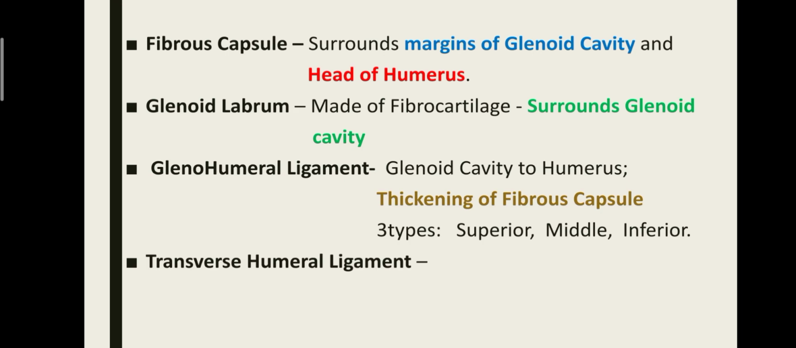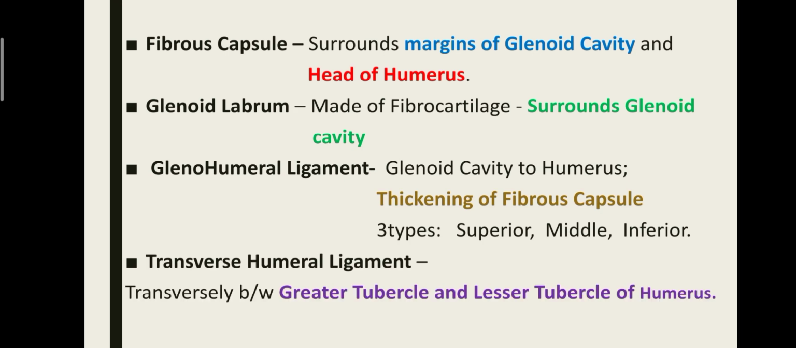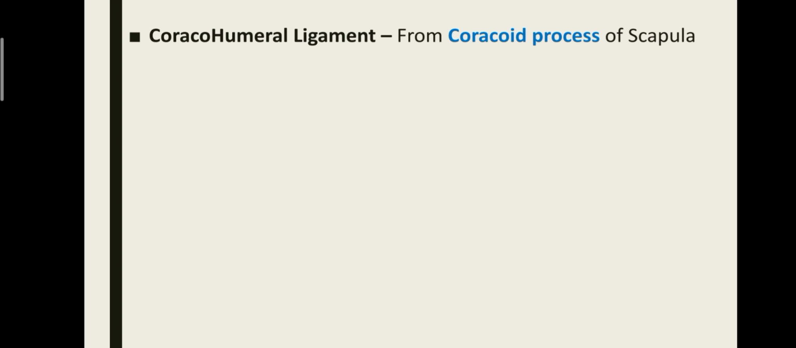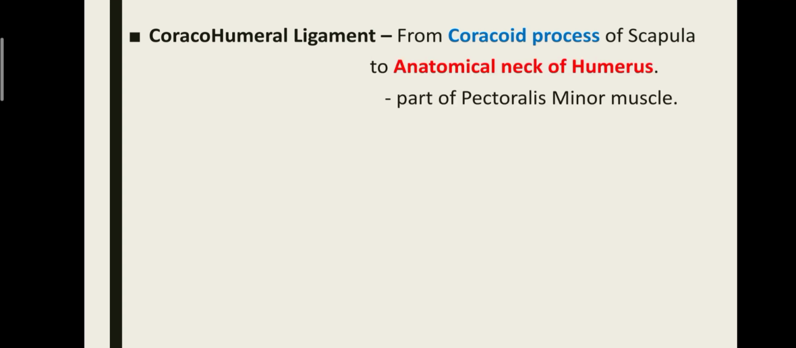Next is your transverse humeral ligament. See, it transversely extends between the greater tubercle and the lesser tubercle of humerus. Okay. Next is your coracohumeral ligament. So coracohumeral ligament extends from the coracoid process of scapula to the anatomical neck of humerus, and this is a part of the pectoralis minor muscle, because the pectoralis minor actually gets inserted into the coracoid process, right? So that is why this is a part of the pectoralis minor muscle.